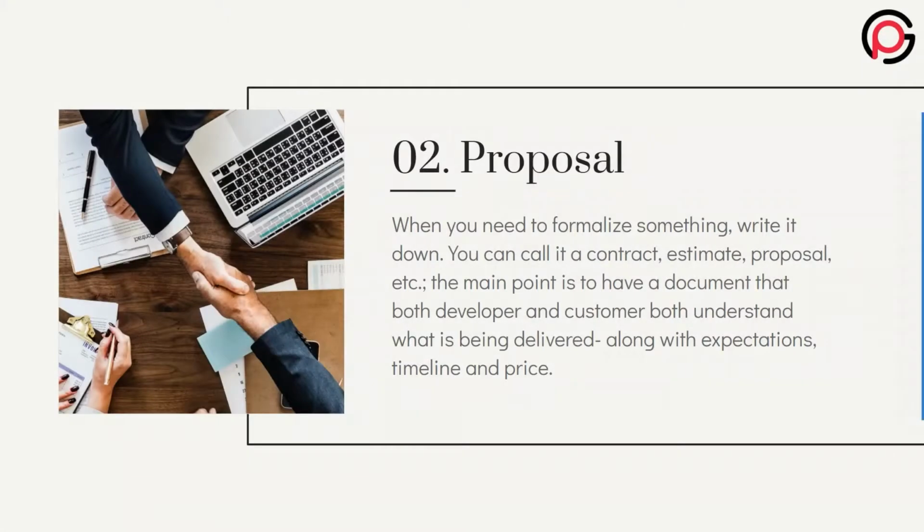Now, as we know, the second step is the proposal. As we have all the project details from the client now, we can move further and make a proposal for the client. You can also call it a contract or an estimate. The main point is to have a document that is understandable to both the developer and the customer about what is being delivered, expectations, timeline, and the price.